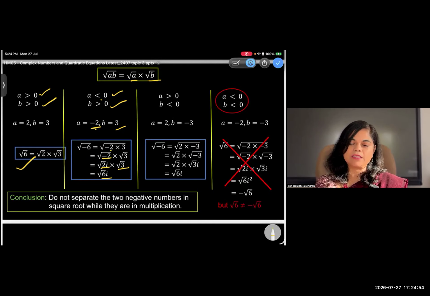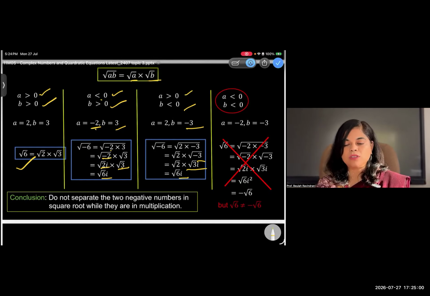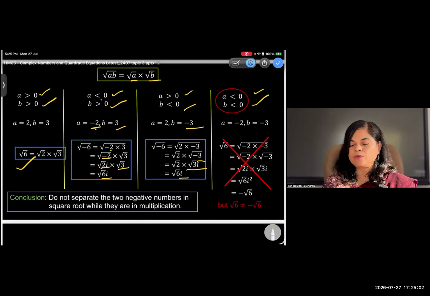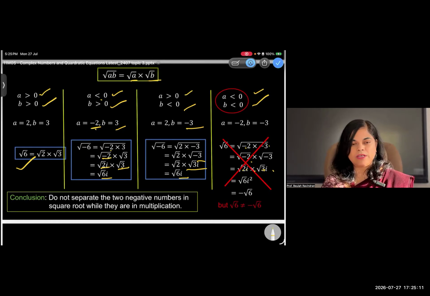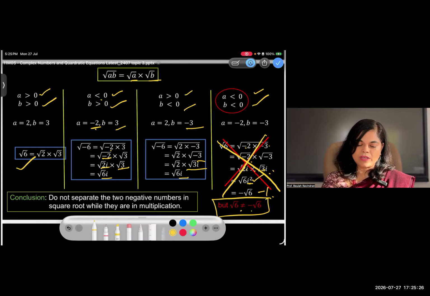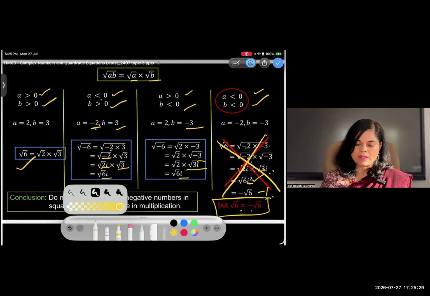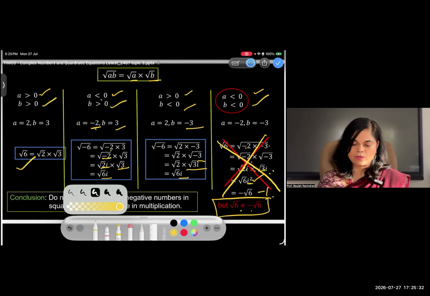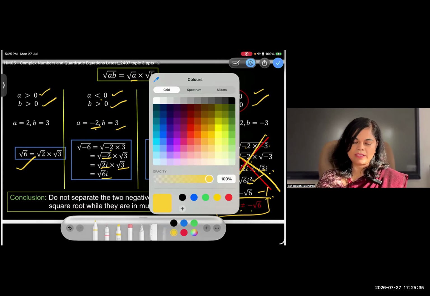Then suppose a is greater than 0 and b is less than 0, that can also be done like this. Suppose both are less than 0, if you take minus 2 times minus 3, and you write root of 2i times root of 3i, it will be root 6 i squared. So instead of i squared, can we write minus 1? So this is actually wrong. What is the meaning? Root 6 is not equal to negative root 6. This is a very important point you must learn. Okay, root 6 is not equal to minus root 6. This is an important thing you have to understand.